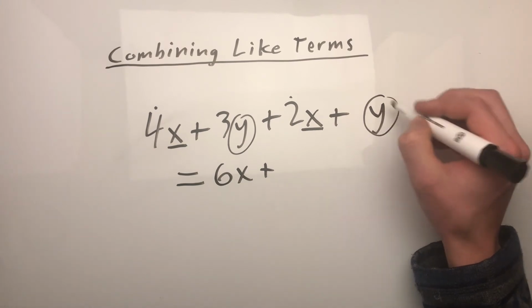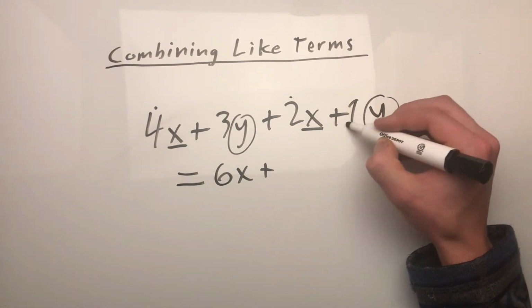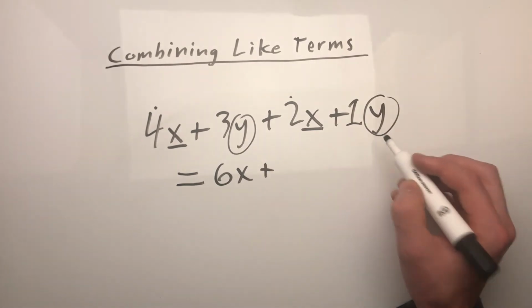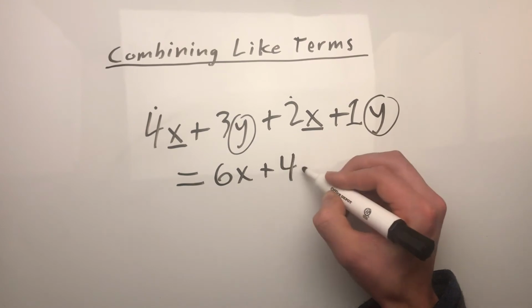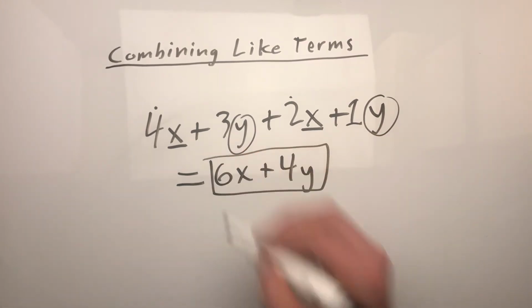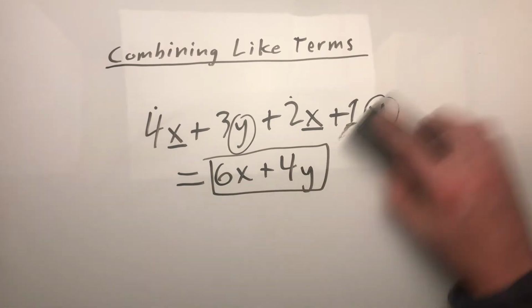Remember, if you have a variable such as this y that's on its own, that's the same thing as having just a 1 in front of it. So 3y plus 1y will give us 4y. And here we have our simplified expression with combined like terms.